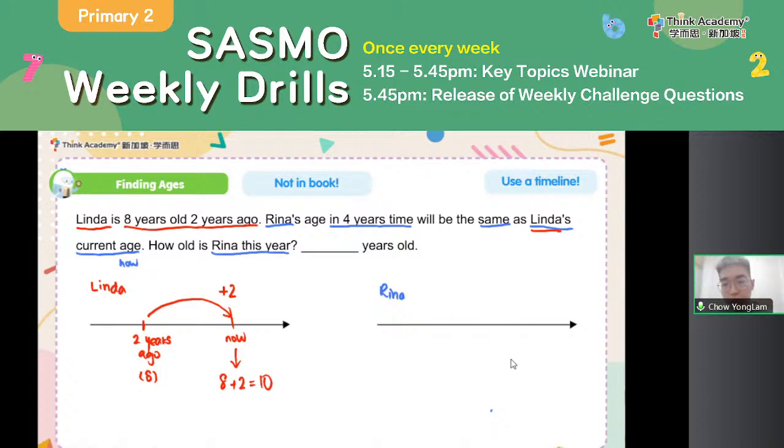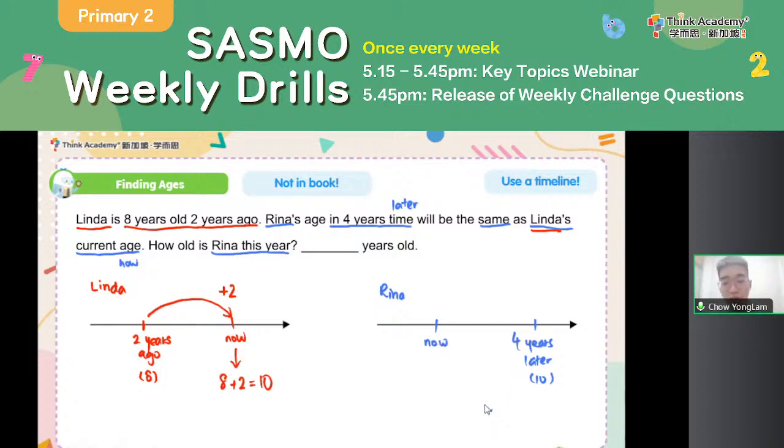Now, what information do we know about Rina? We know that Rina's age in 4 years' time will be the same as Linda's current age, which is 10. Now, in 4 years' time, English lesson, in 4 years' time, does it mean 4 years ago or 4 years later? In 4 years' time, it means 4 years later. So we want to find out 4 years later. All right. Not just later, but most importantly, 4 years later, Rina is 10 years old. How old is Rina this year? Or in other words, now.